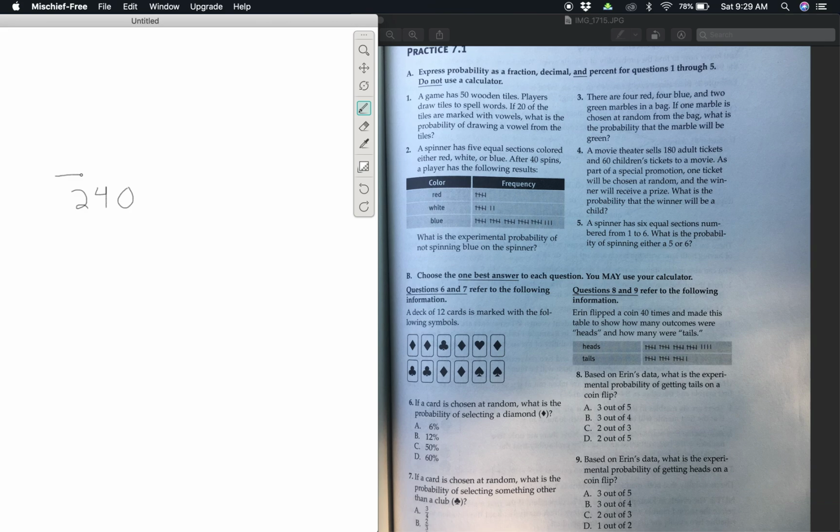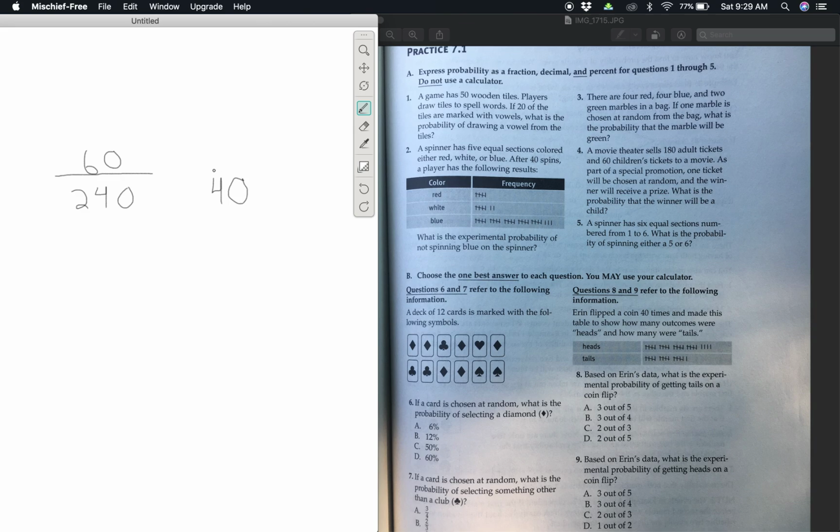Okay, that is 180 plus 60. And then we know that the amount of children whom tickets were sold to is 60. So we know that 60 goes into itself. 60 goes into 240 four times. You could do this by 30.